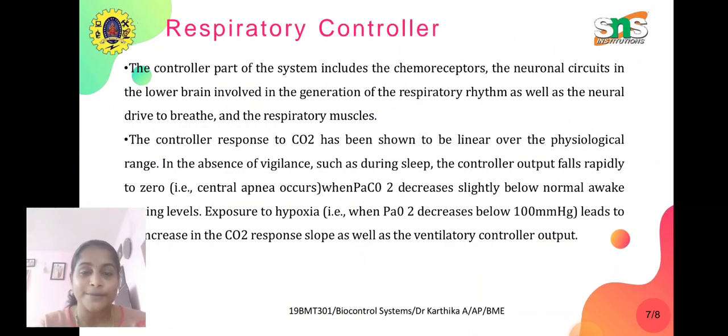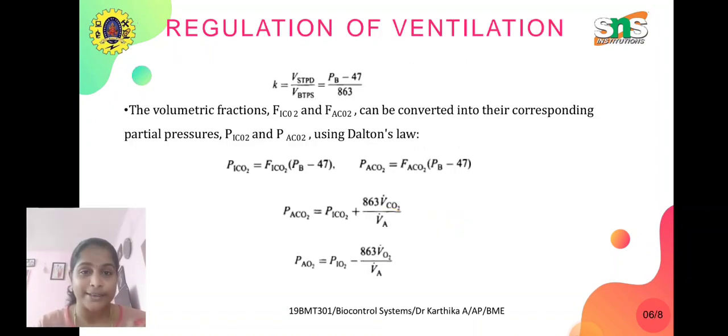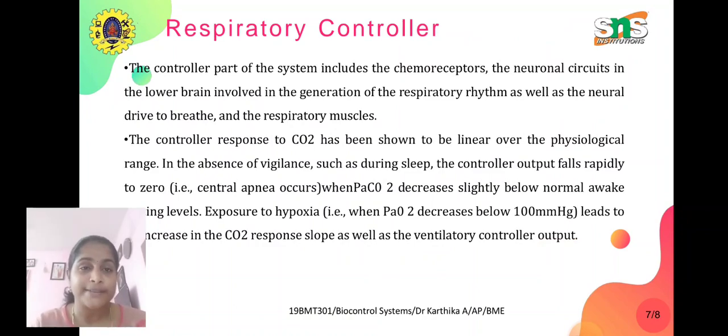Actually, the terms are represented in terms of regulating ventilation. Actually, we use the concept of using control system elements to map the physiological control system. So we have to equalize both the values here. Here the controller part of the system includes the neuronal circuits in the lower brain involved in the generation of the respiratory rhythm, as well as the neural drive to breathe and the respiratory muscles.